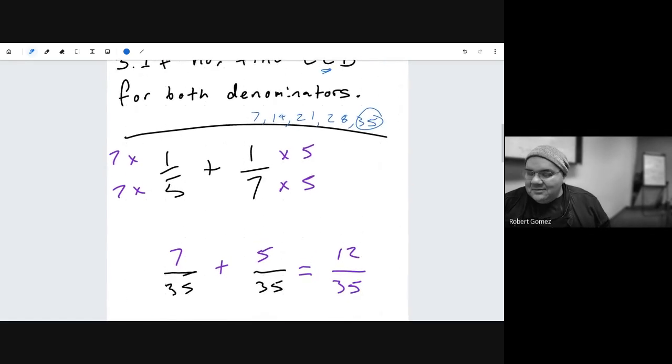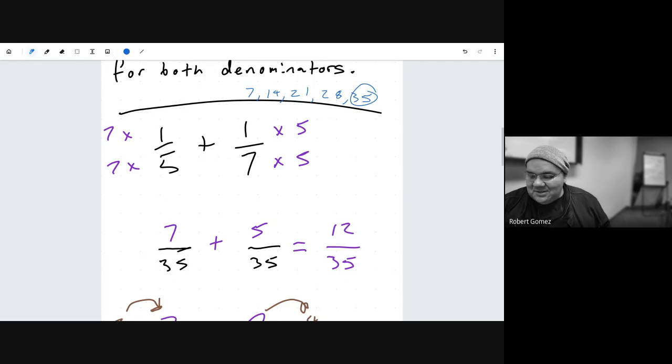So thinking positively, I'm thinking, okay, you know what? Eventually, I'm going to have 35. My answer is going to have 35 as its denominator. So I'm just going to start writing it down, right? And then after that, I'm going to figure out the numerators, right?